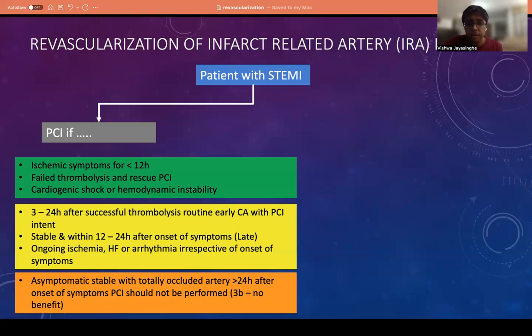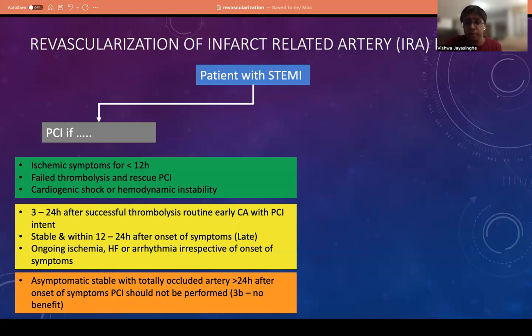There is another class 2A recommendation for patients who are having ongoing ischemia, ongoing severe left ventricular heart failure features, acute pulmonary edema, or who have features of electrical instability, that is arrhythmias, irrespective of the onset of symptoms.